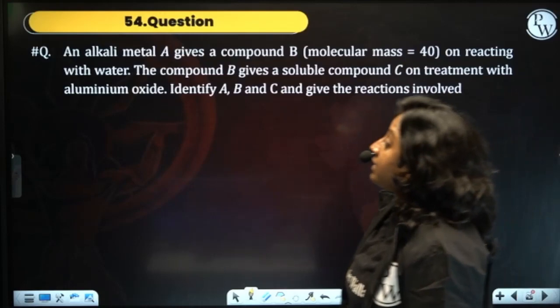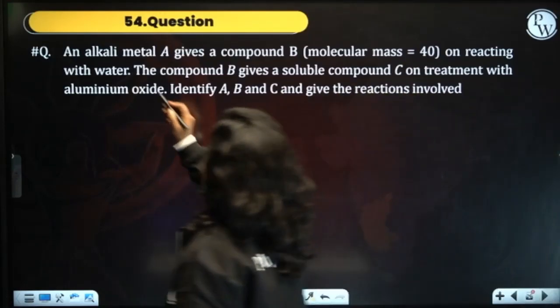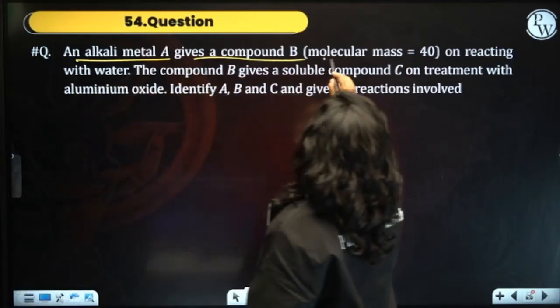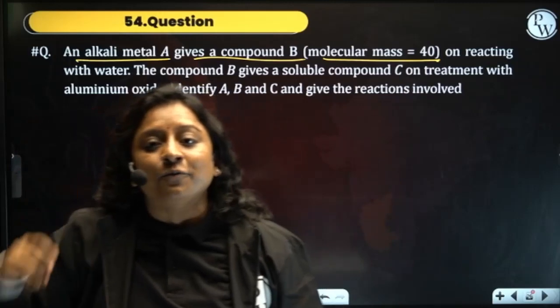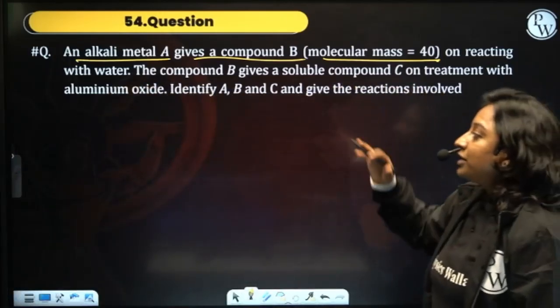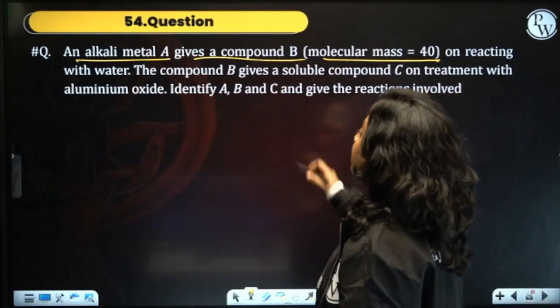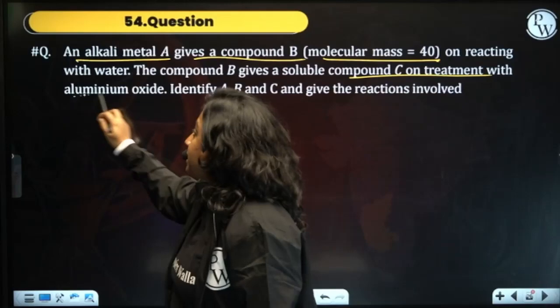54th one. An alkali metal A gives a compound B with a molecular formula... Regarding this, we have already solved one question. Do you remember? No, ma'am. Okay, fine. On reacting with water, it is giving a compound B. The compound B gives a soluble compound C on treatment with aluminium oxide.